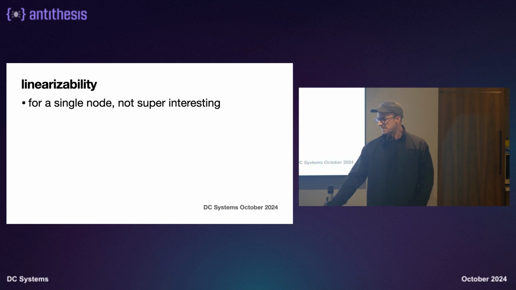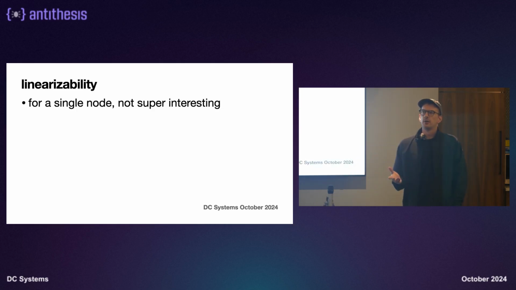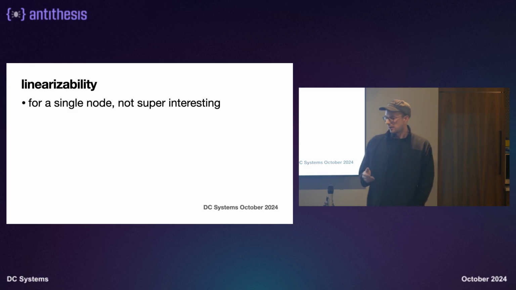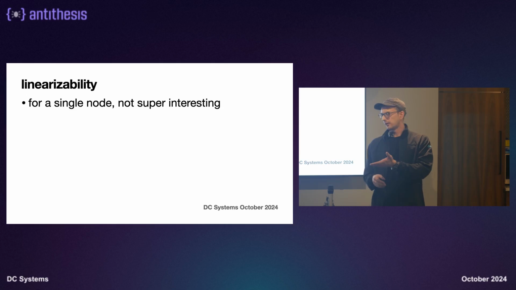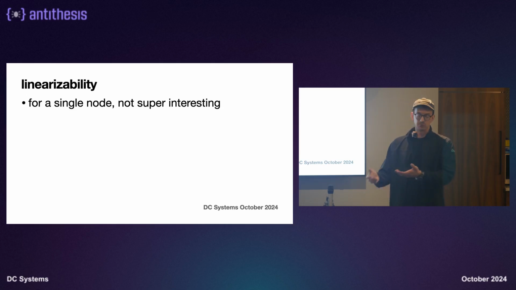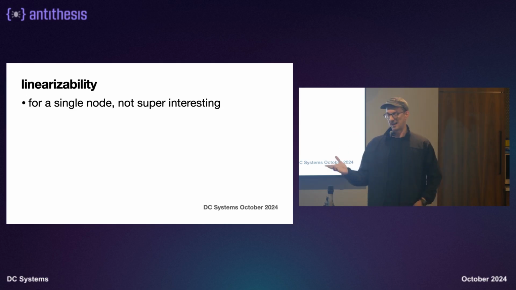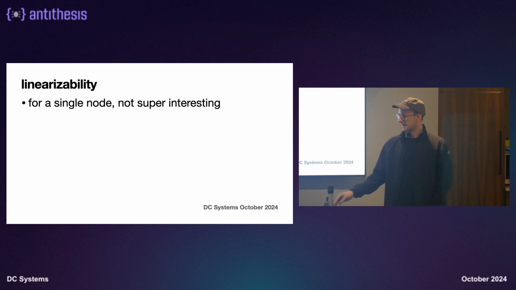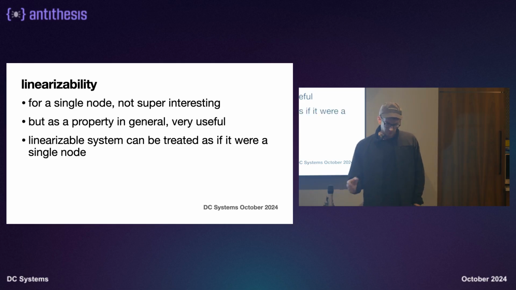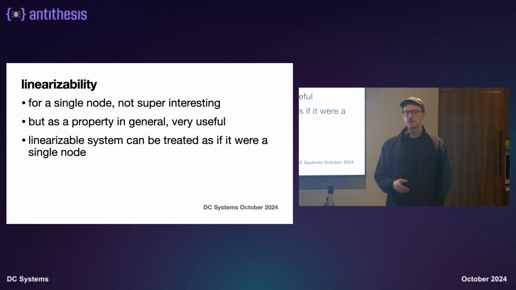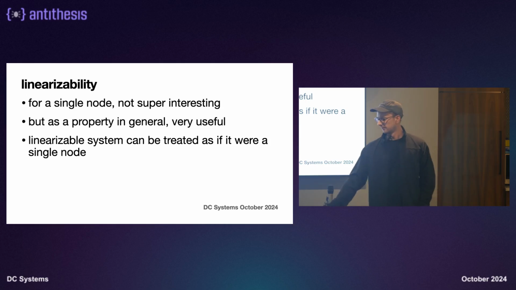And when we're thinking about a single node, especially a single threaded node, this is not very interesting. If you have an in-memory hash table and you update a value in that hash table and you try to read it back, you expect to get back exactly what you just wrote. That's not shocking. But if we consider this as a property in general, it's actually really interesting and useful because there can be systems that are linearizable even if there were not actually a single node.